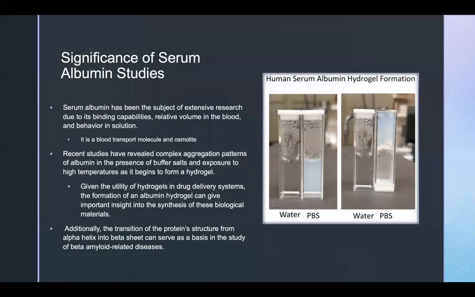Today I'm going to be presenting a project that we've been working on: protein serum albumins and their aggregation behaviors under thermal denaturation. We're very interested in albumin because of its ability to transport lots of different drugs and metabolites in the bloodstream. We also see that it forms very interesting aggregation patterns under certain concentrations of albumin, as well as in the presence of different buffer salts and high temperatures. It seems like they are undergoing a conversion from alpha helix structures to a beta sheet that looks a lot like amyloid-related diseases.